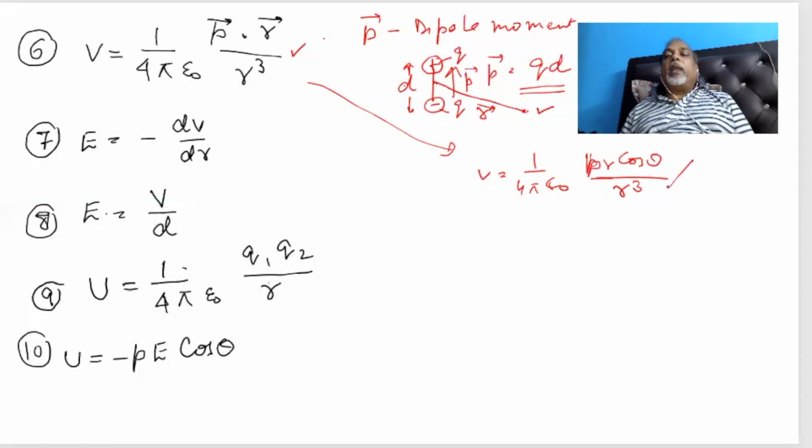Correct? And theta, what is theta? Theta is the angle between the dipole axis and your R vector.